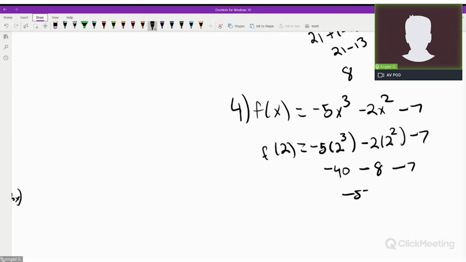Negative 55. Okay, wait. Did I mess this up? Oh! It's the absolute value of f of 2. You guys see this right here? And that's why the absolute value is going to be 55. The answer has to be positive. I'm assuming you guys missed that too. All right, does everyone get this? I'm assuming everyone that got this wrong messed up the absolute value sign.